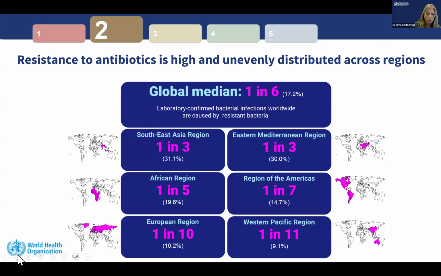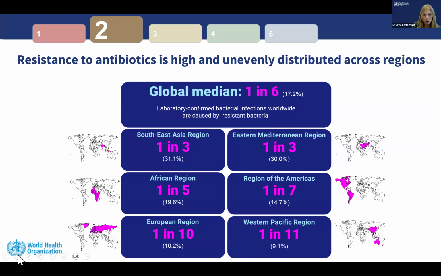The second message I want to convey is that the global level of resistance is high, and not only high but unevenly distributed across regions. The analysis in this particular report, 93 infection type, pathogen, antibiotic combinations, shows that the patterns of AMR are characterized by really widespread resistance to first choice, second choice, and even last resort antibiotics. But there is a lot of variation among pathogens and regions.